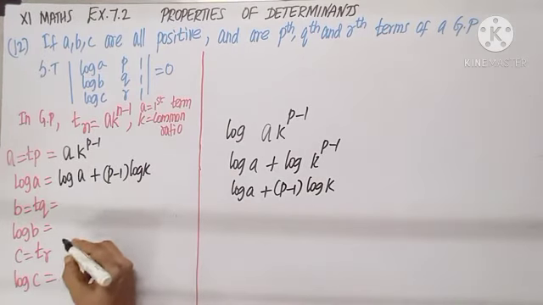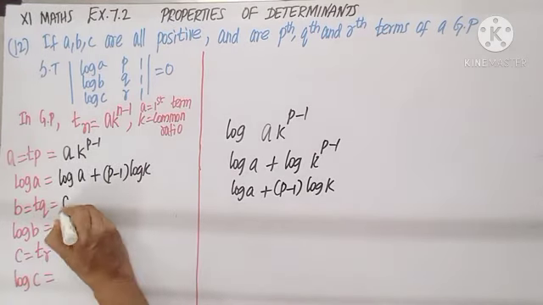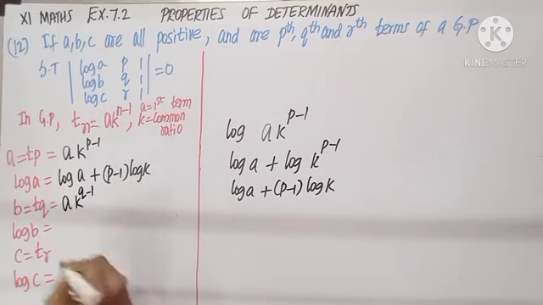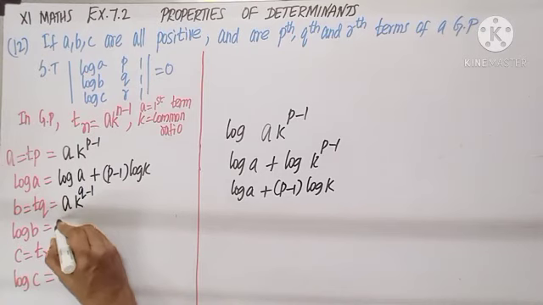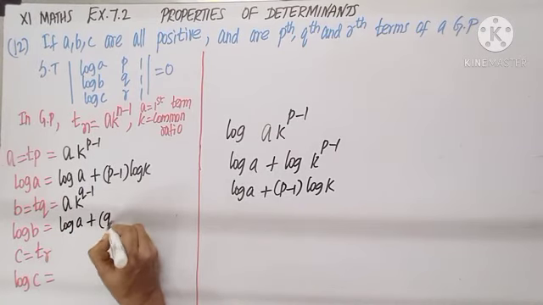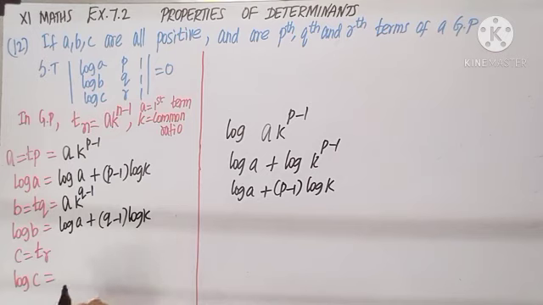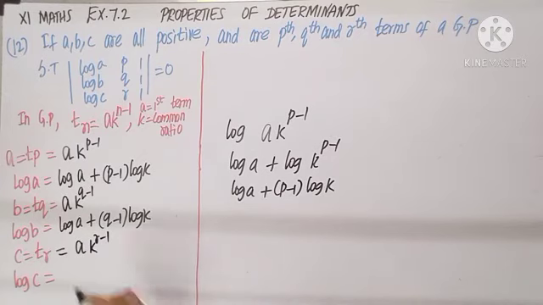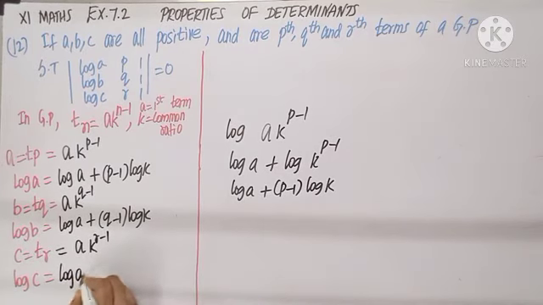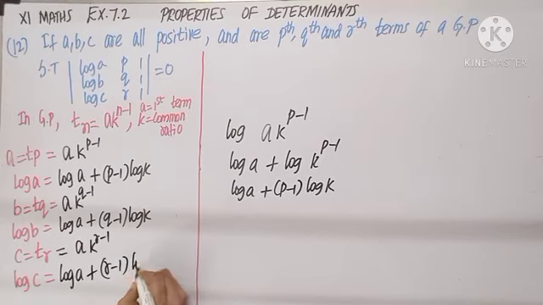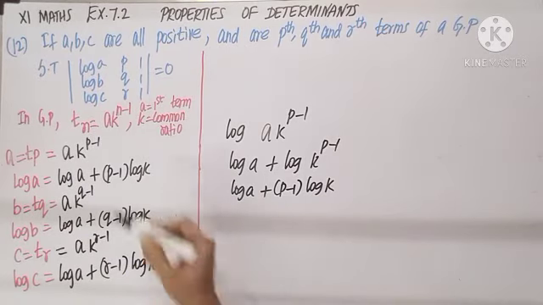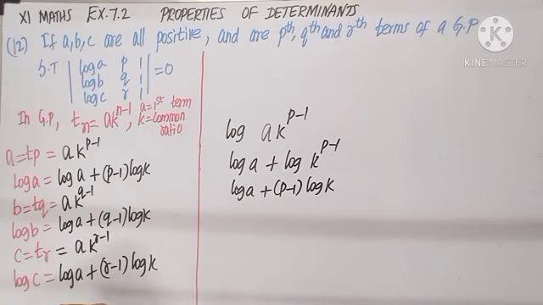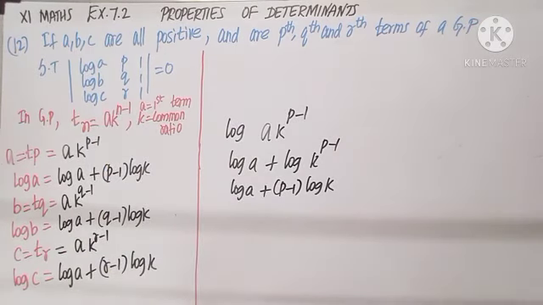The same idea for qth term. It is A k power q minus 1. When I am taking log, log A plus q minus 1 log k. Multiplication is addition, power comes near. Rth term, it is A k power r minus 1. When I take logarithm, log A plus r minus 1 log k. As I know log A, log B, log C, let me substitute in the given determinant.